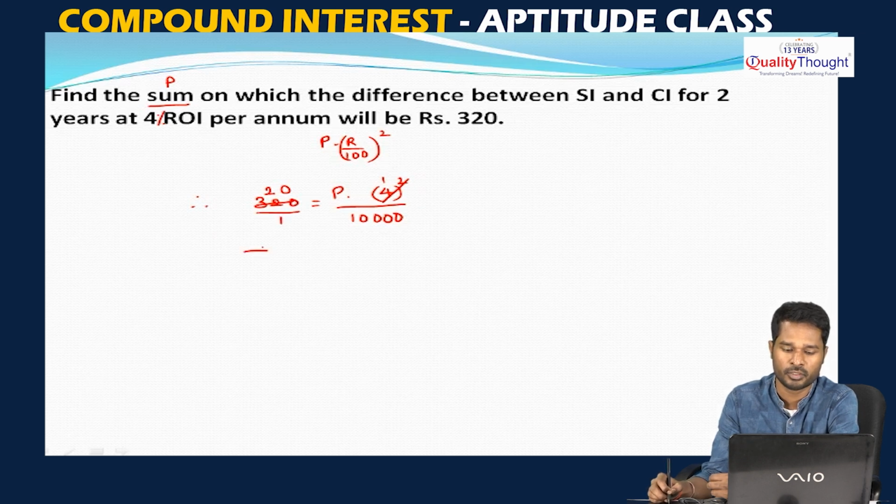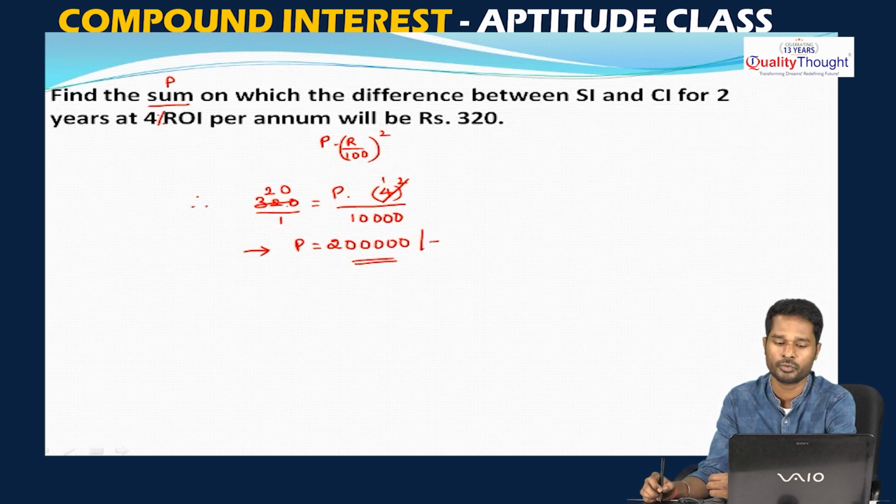So here we need to find the P value. So the principal amount P is equal to 20 into 10,000, that is 20 we write and keep those 4 zeros here. So it will be 2 lakhs rupees. So 20 into 10,000 will be 2 lakhs. So the principal amount required is 2 lakhs.